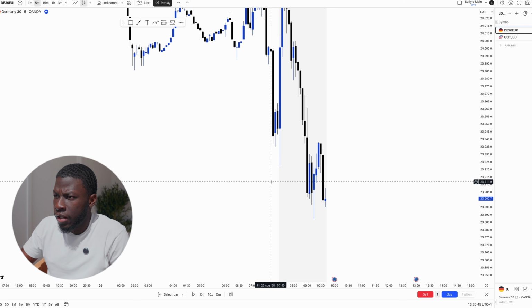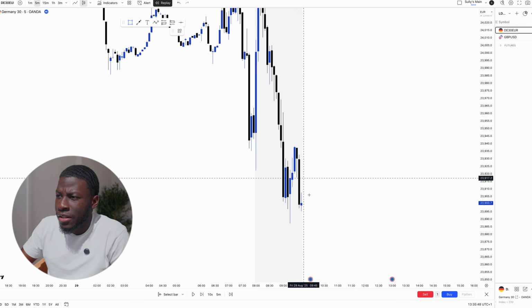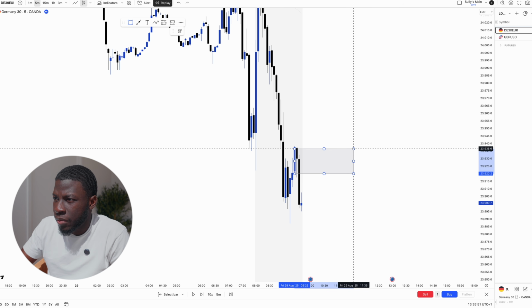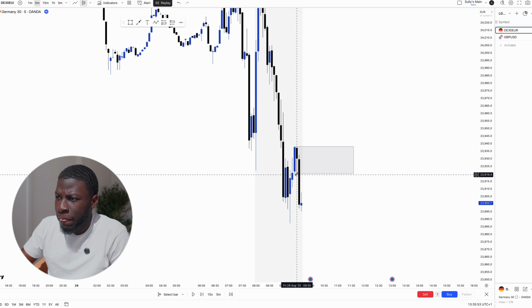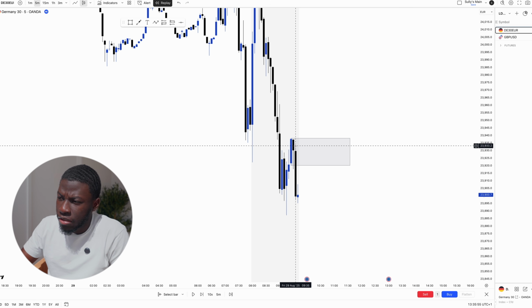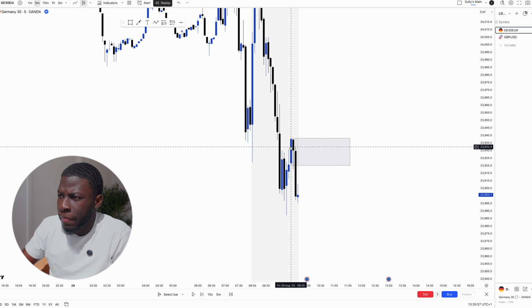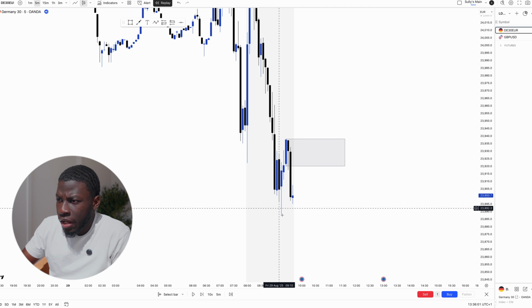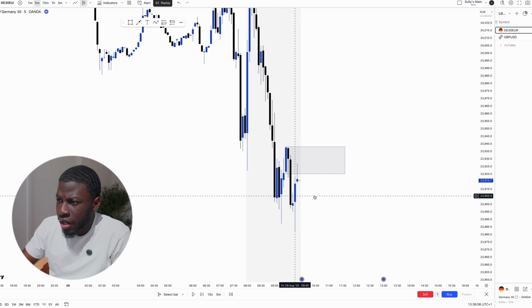Looking at this example right here, you can see that there is a fair value gap from here. However, our supply starts from here. So it's not directly attached to the supply. The supply itself didn't really cause the fair value gap to be formed. However, it's still there. Secondly, we have this low right here that needs to be broken, and price has not broken this low. Price failed to break the low.